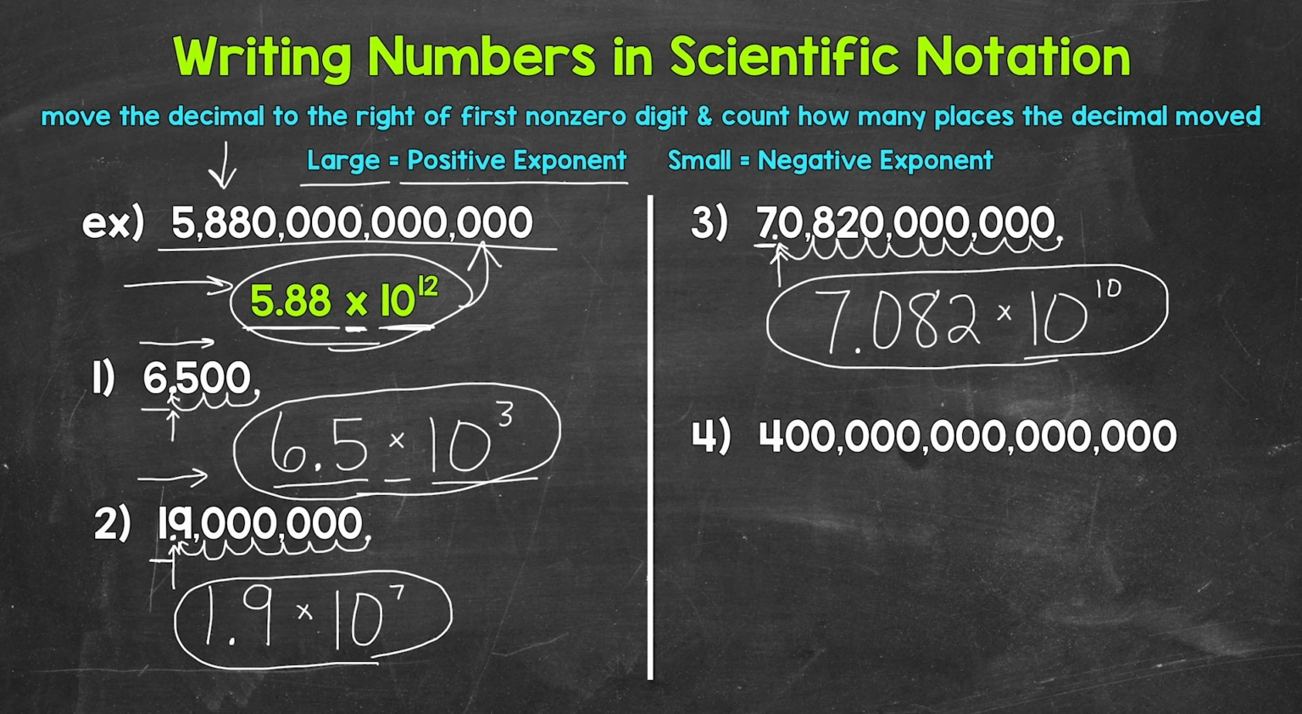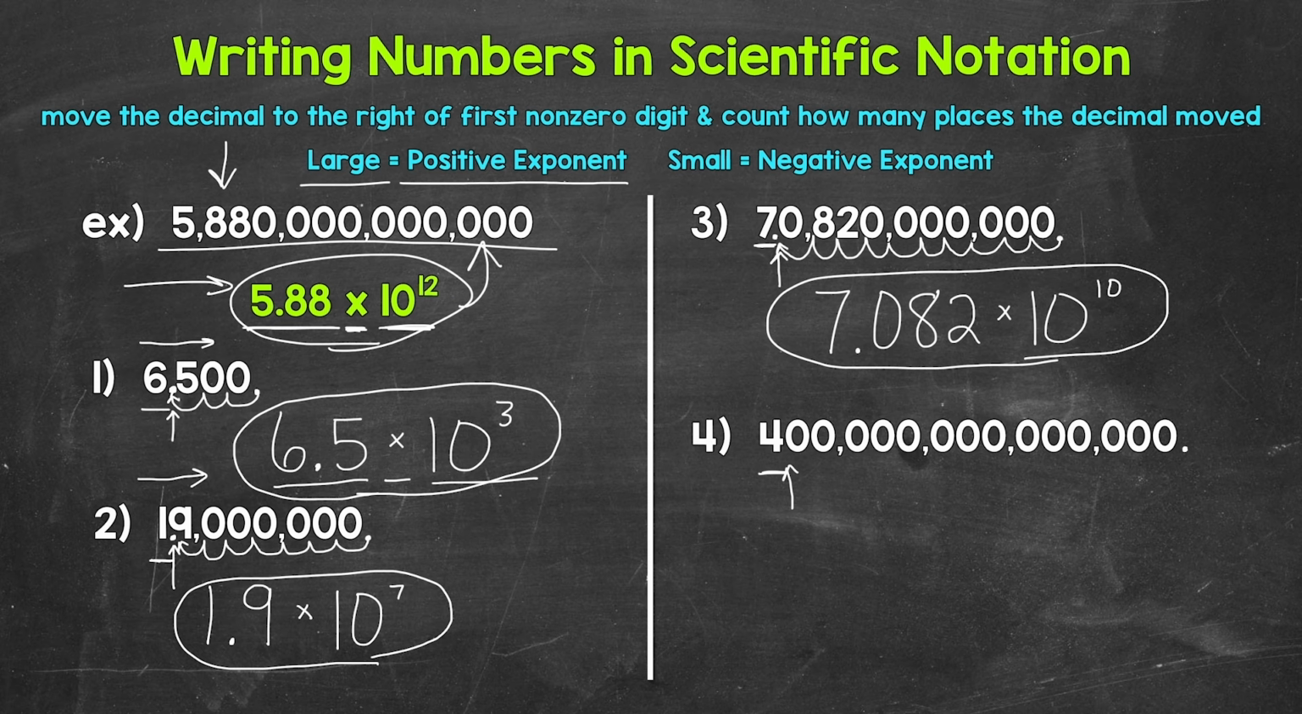7.082 times 10 to the power of 10. Lastly, let's move on to number 4. So let's find that first non-zero digit, which is going to be this 4 right here, and we need to move the decimal to the right of that. The decimal goes right here after the ones place, after the whole number, and now let's move it.